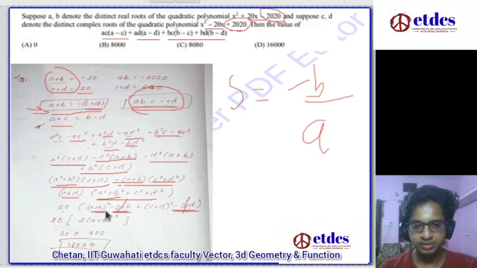Now we have a plus b square plus c minus d square. We can also write c minus d in terms of a plus b from this relation. What we basically get is 20 into 2 into a plus b whole square. We have a plus b value as minus 20, so minus 20 whole square is 400. 20 into 2 is 40. So basically we get 16,000, and this is the right answer.